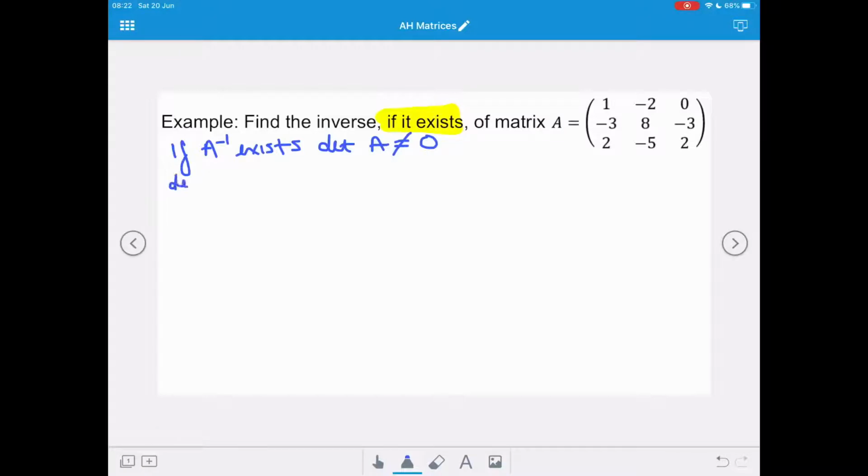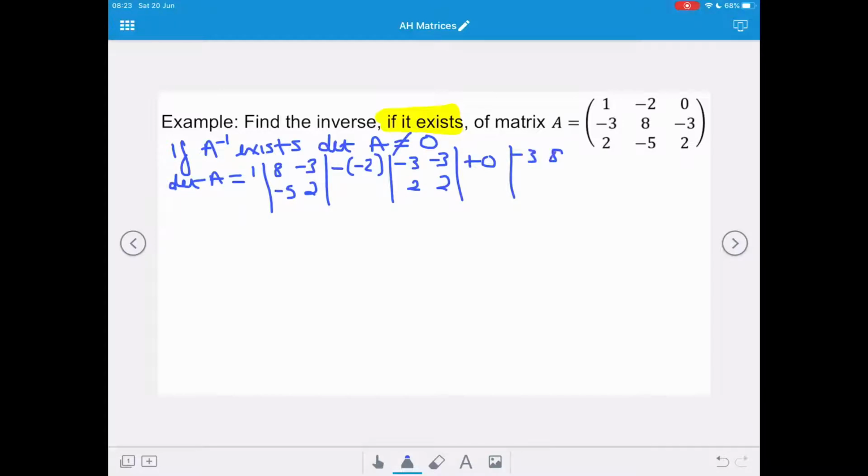So we need to work out what the determinant of A is, and we can do that by 1 multiplied by the determinant of 8, negative 3, negative 5, 2. We're going to take away negative 2 multiplied by the determinant of negative 3, negative 3, 2, 2. And we're going to add on 0 multiplied by the determinant of negative 3, 8, 2, negative 5, which is obviously going to equate to 0.